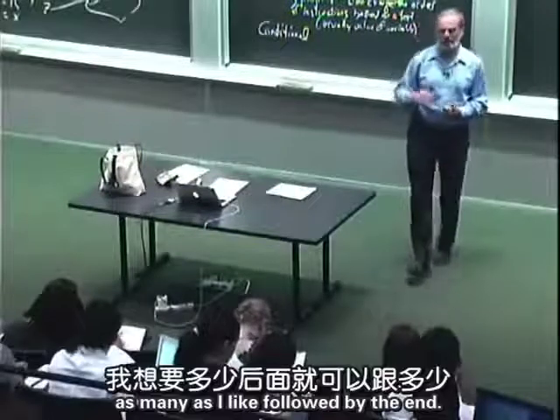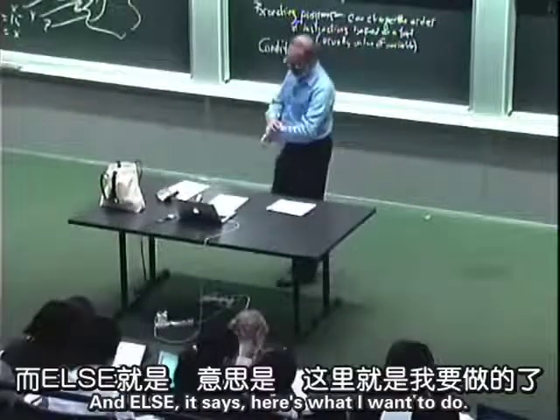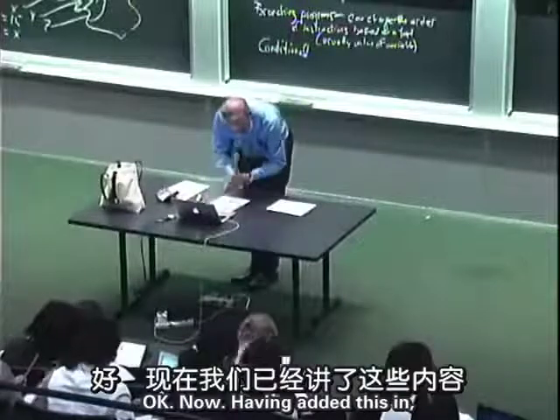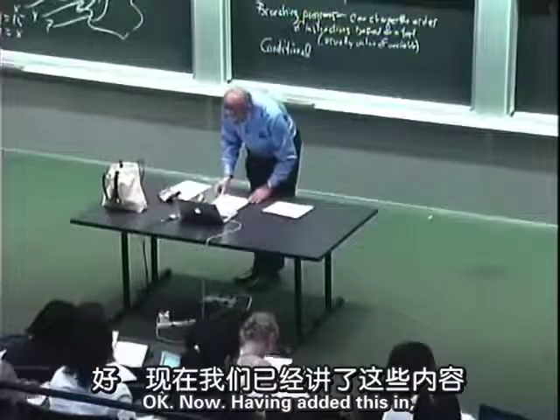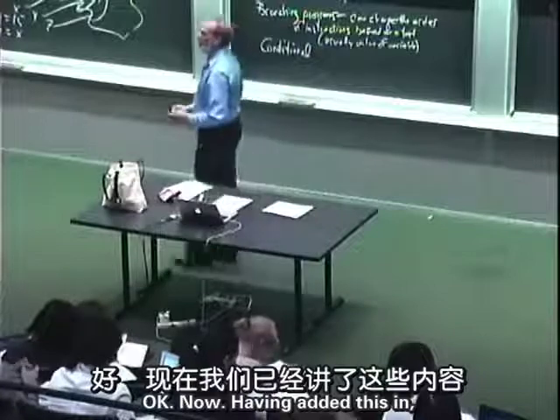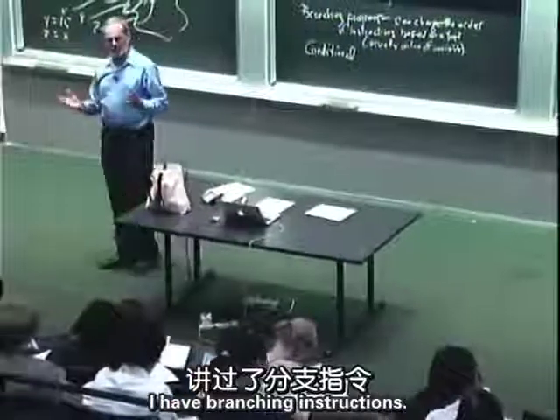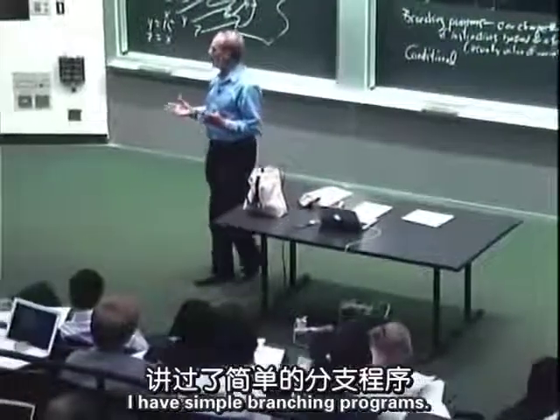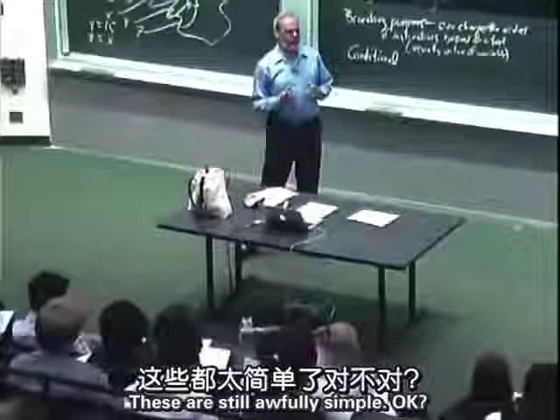As many as I like, followed by at the end an else that says, here's what I want to do. Okay. Now, having added this in, I have branching instructions. I have simple branching programs. These are still awfully simple.